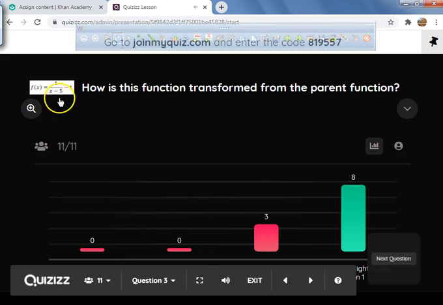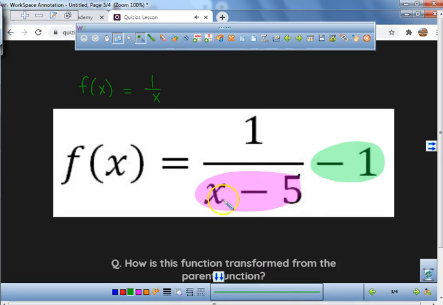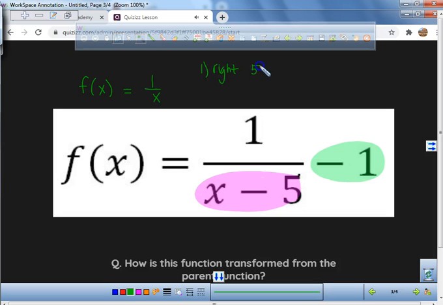Okay, here we go. Let's take a look at this real quick. What does this right here tell us that happens? It's going to the right. How many units? Right, 5. And number 2, what does this one tell us it's going to do? It's going to go down 1 unit.